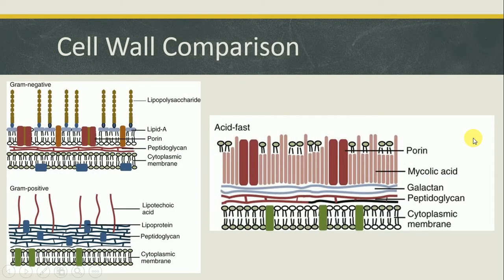And just to give you a reminder, here we have a picture of our gram-negative and our gram-positive cell wall, and then also in comparison to our acid-fast cell wall. The major difference here is that the acid-fast cell wall normally has mycolic acid, which is rich in lipids, which makes it harder for regular stains to penetrate. So that's why we need the acid-fast stain to be able to visualize mycobacteria or other acid-fast bacteria.